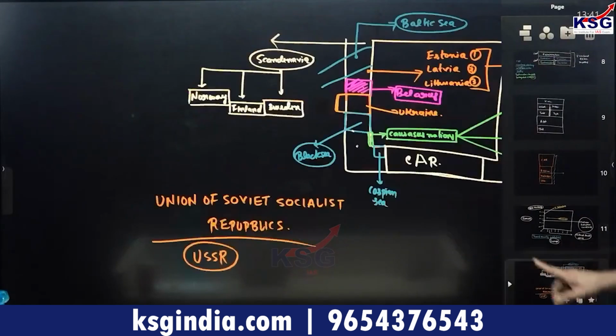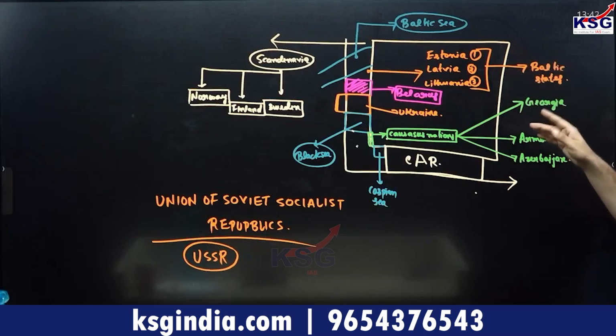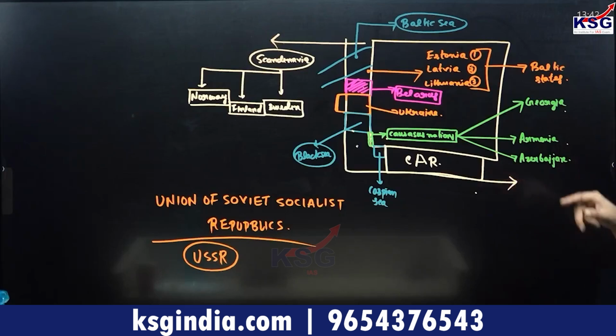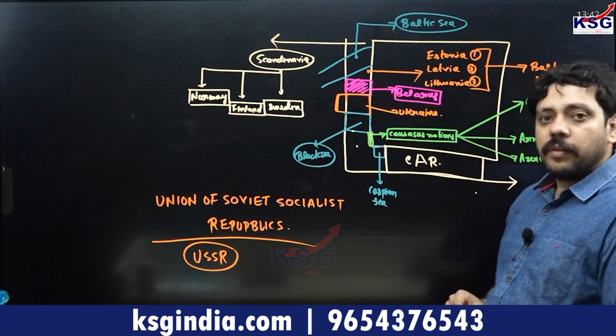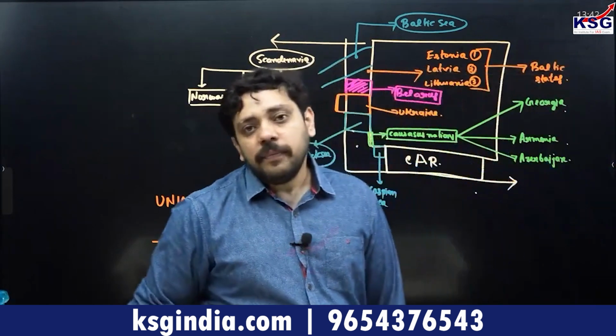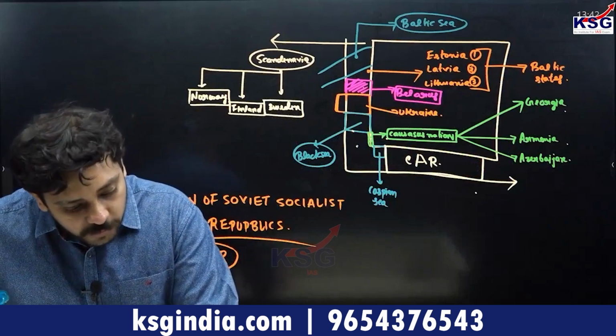Okay, so here you have Estonia, Latvia, Lithuania, Scandinavia, Belarus, Ukraine, the Caucasus nations, which include Georgia, Armenia, Azerbaijan, and then you have the Caspian Sea, and then you have the Central Asian republics, which we have already discussed, right? This is one map that we take a look at currently. Okay, I hope you get the point.